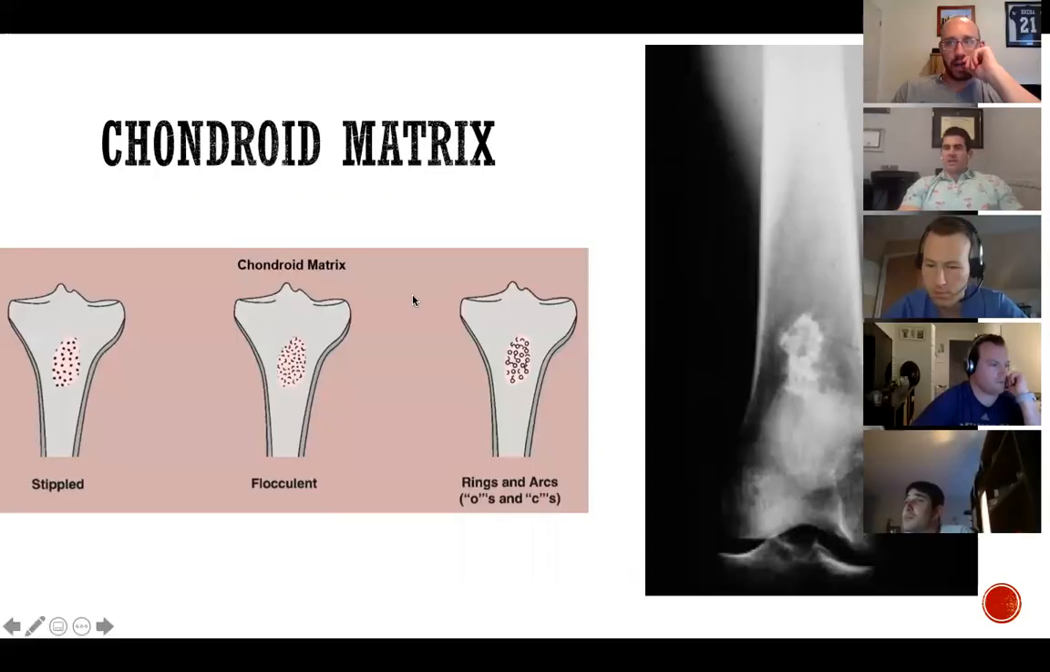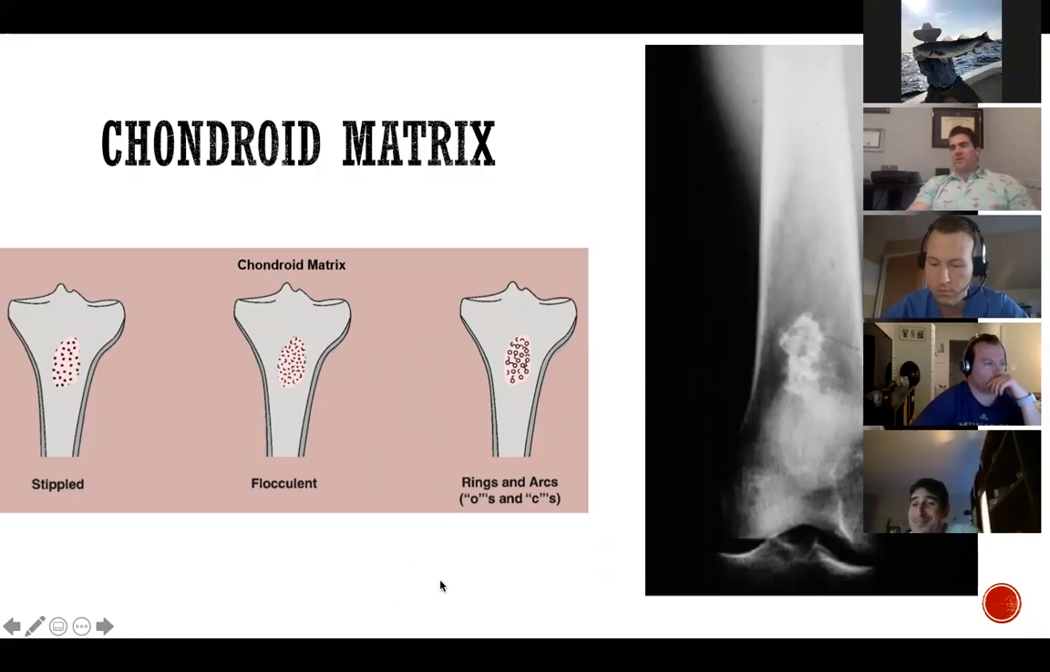And this was a great slide showing the difference between stippled and flocculent, and then the rings and arcs. Zach, do you want to talk about rings and arcs? That's what I was taught by two of my attendings when I was a resident, both trained at Gainesville, the home of Enneking, and both of them will tell you, I don't know what the hell the rings and arcs are. You can see this stippled appearance.